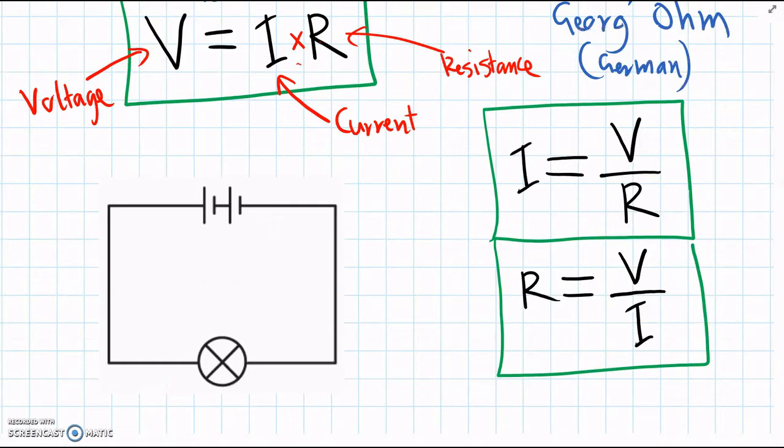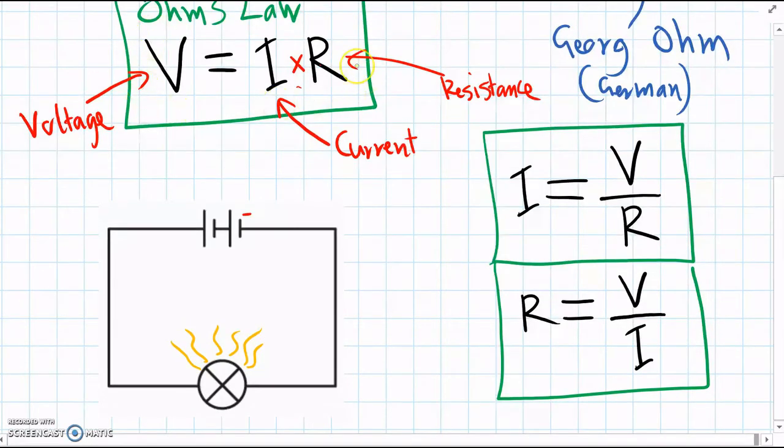Here's a nice basic circuit. We've got our power source, which is a battery. Here's the negative end. And we've got a lamp, which is our resistor. Obviously, it lights up as well. But in this example, we're just measuring it for its resistance.